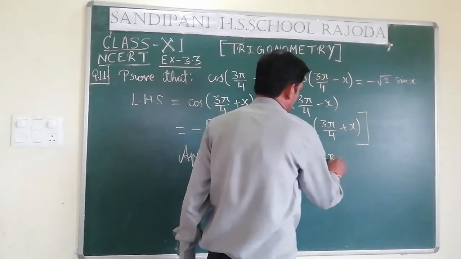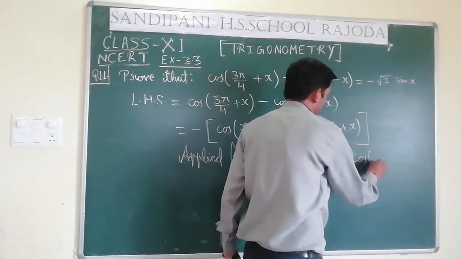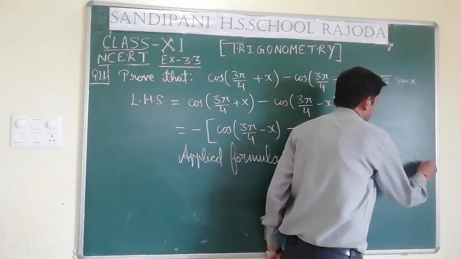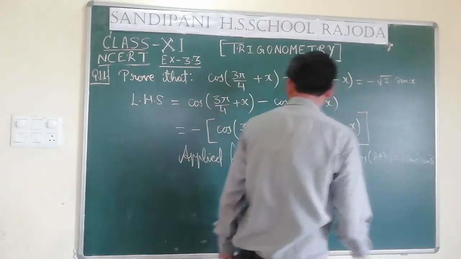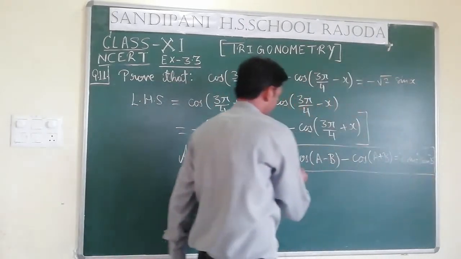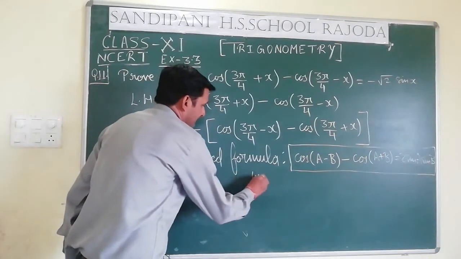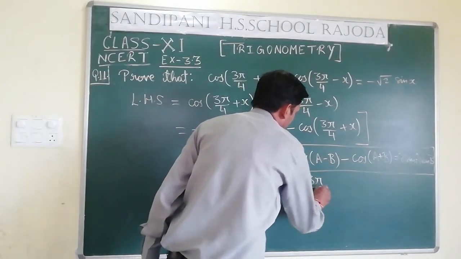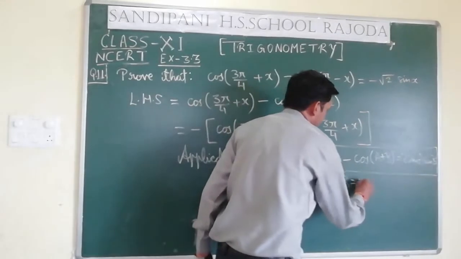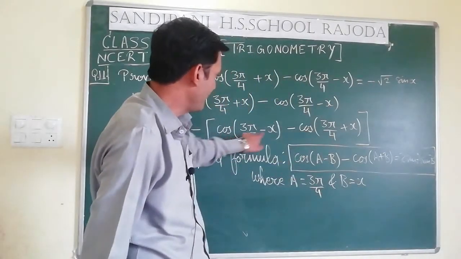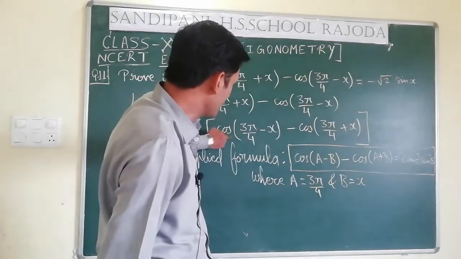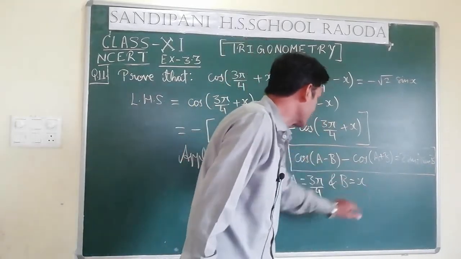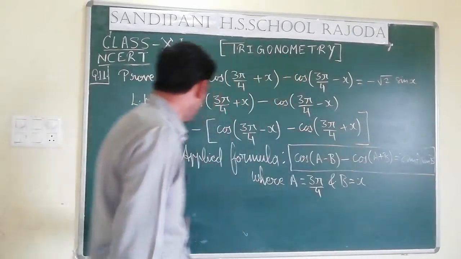cos A minus B minus cos A plus B is equal to 2 sin A sin B. This is the applied formula here. So, where A is equal to 3 pi by 4 and B is equal to x, then only it will be applicable, because it is cos A minus B minus cos A plus B. In place of A, 3 pi by 4, in place of B, x. So, cos A minus B minus cos A plus B is equal to 2 sin A sin B. Here the minus sign will be as it is.